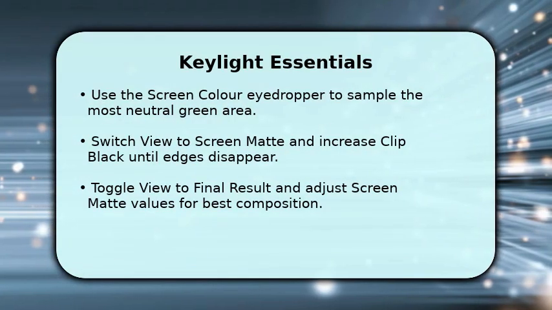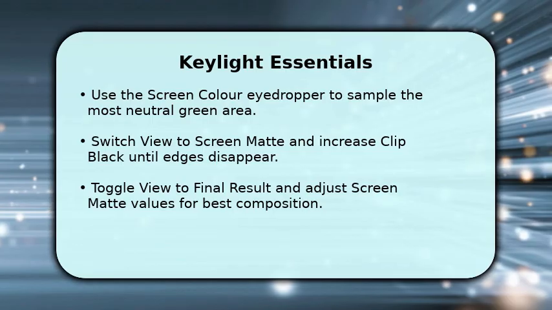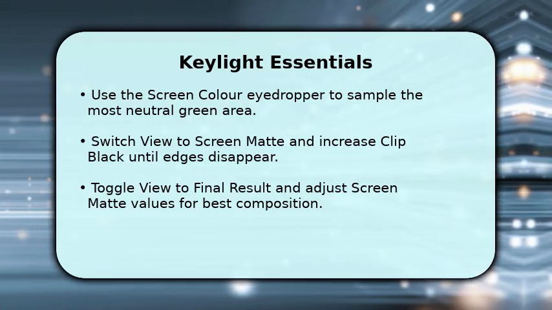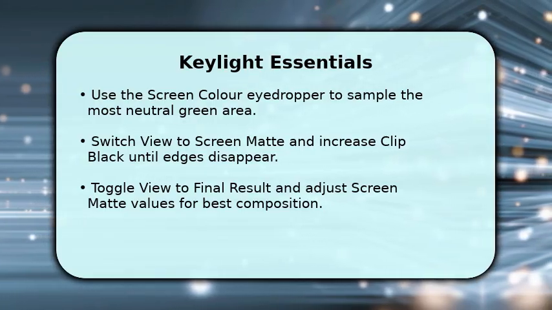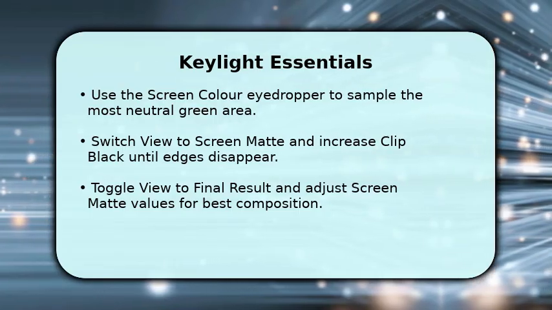Select the footage layer and apply effect, keying, Keylight 1.2. Use the screen color eyedropper to sample the most neutral green area. Set screen gain to 50% initially to preview the alpha channel with contrast. Switch view to screen matte and increase clip black until edges disappear.